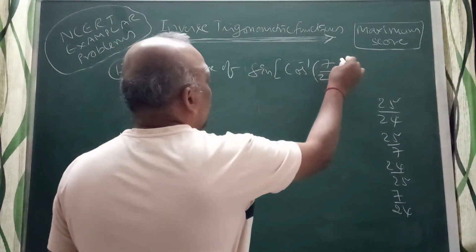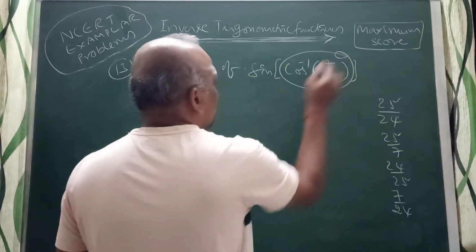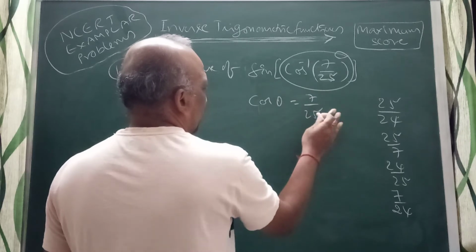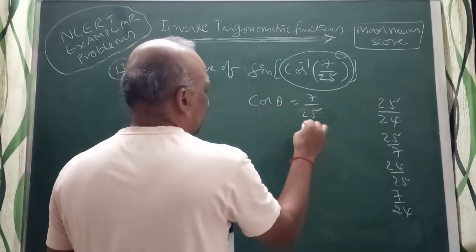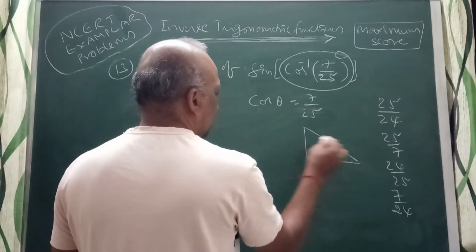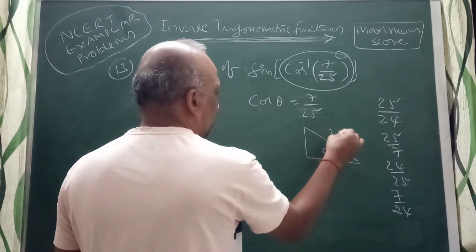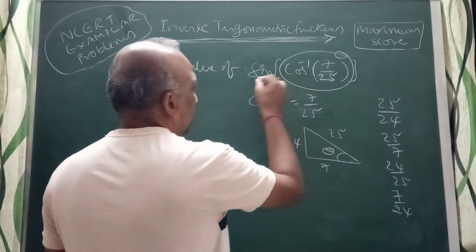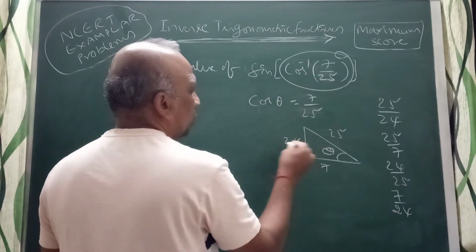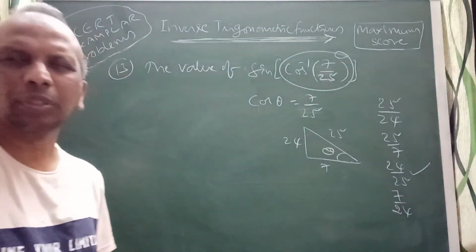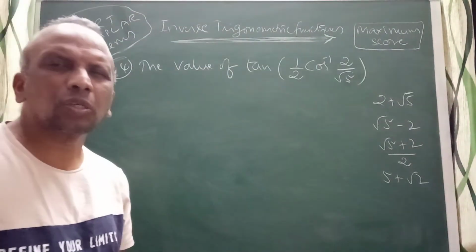You take this as equal to theta. If you take this as equal to theta, cos theta is equal to 7 by 25, right? Think about this one. This is theta, correct? This is 7, this is 25. You know this is 24, right? I want sine theta. So from this theta, sine theta means 24 by 25. This is your answer, right? So this is a simple problem.